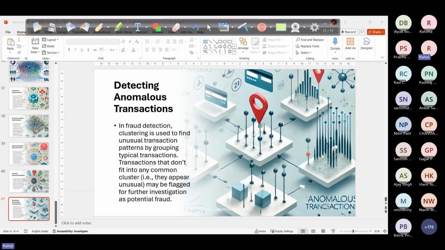Same way for the unsupervised, like clustering, we have silhouette score and Dunn index, which can help me to check the accuracy of the model. So based on which type of model you are implementing, you have to decide which type of accuracy measure you will choose.